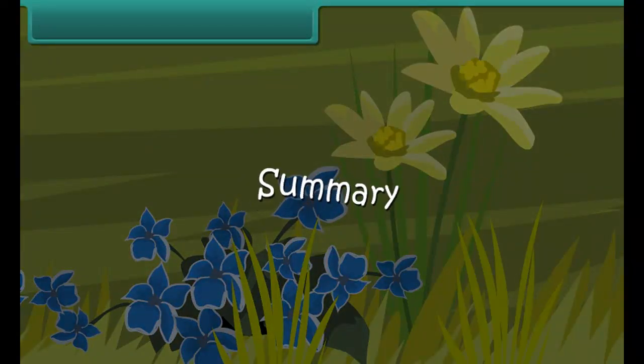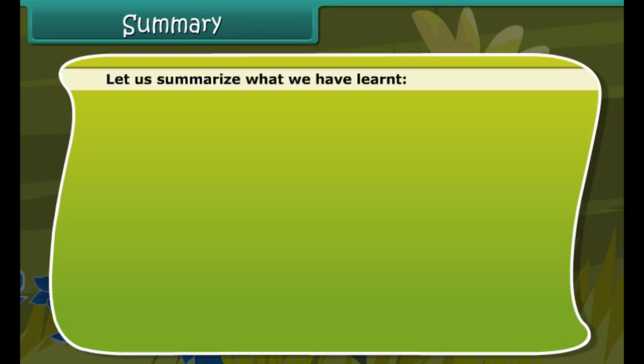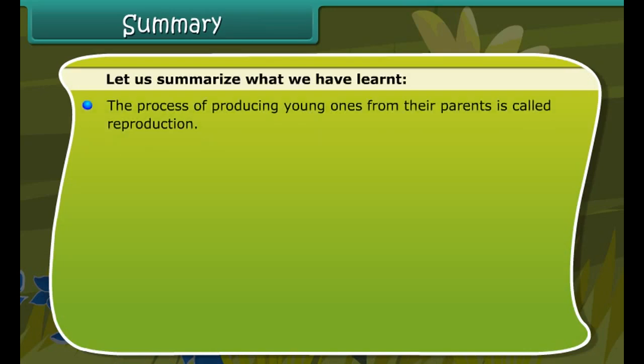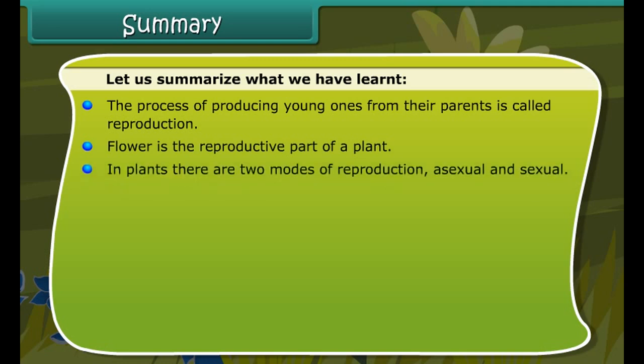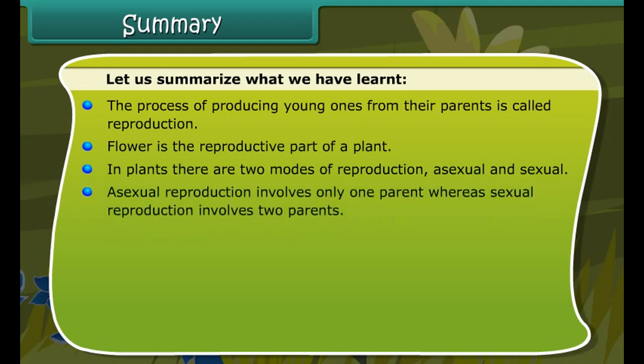Summary. Let us summarize what we have learned. The process of producing young ones from their parents is called reproduction. Flower is the reproductive part of a plant. In plants, there are two modes of reproduction, asexual and sexual. Asexual reproduction involves only one parent, whereas sexual reproduction involves two parents.